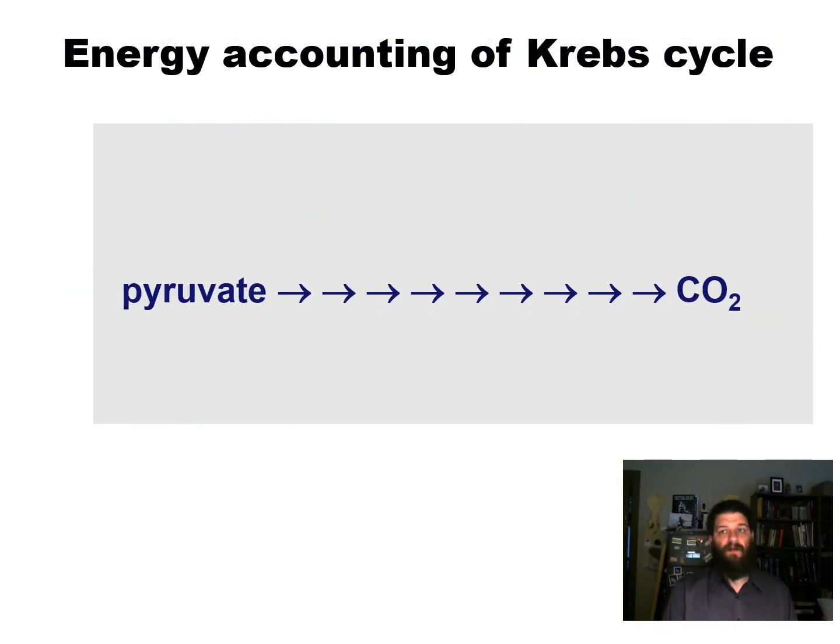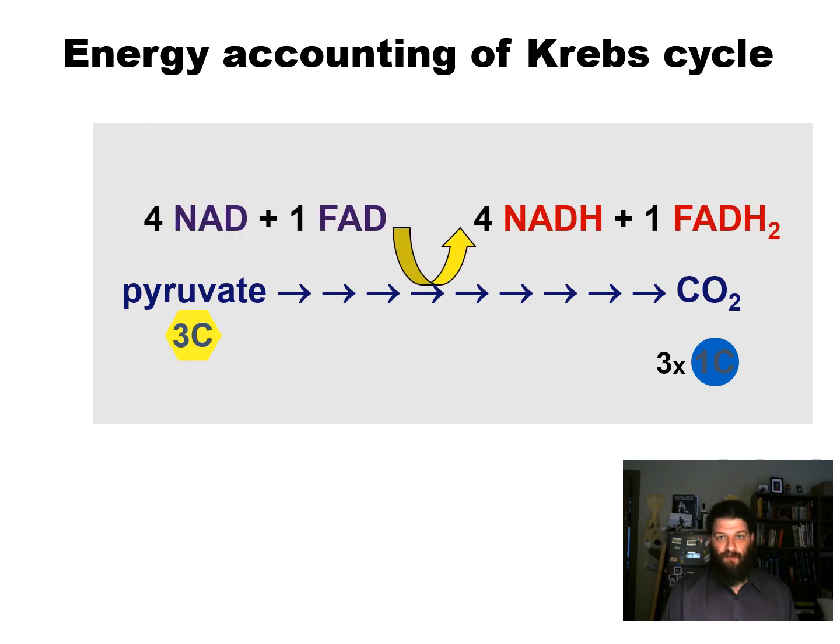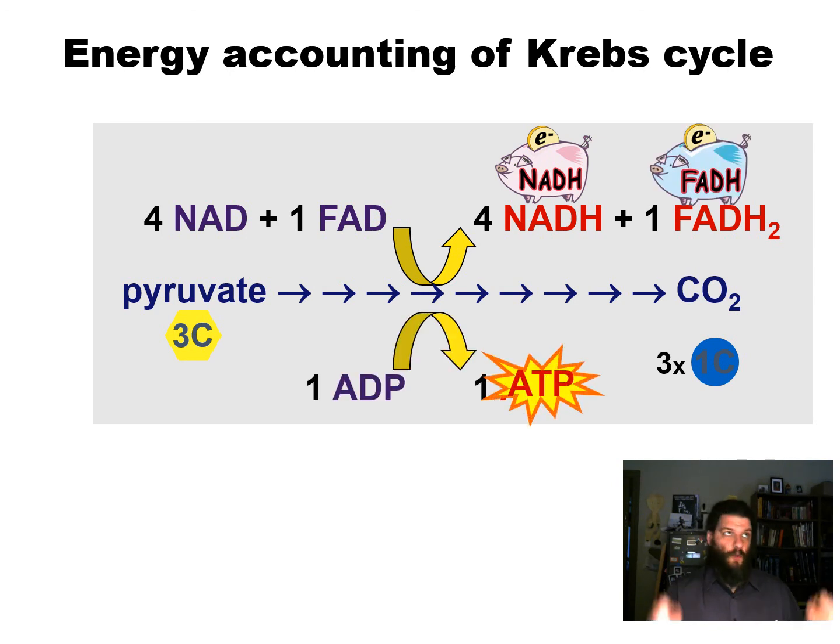Some quick accounting here of the energy in the TCA cycle. We start with that pyruvate molecule of 3 carbons, oxidize that down to 3 1-carbon carbon dioxide molecules. We'll make some NADH and some FADH2 molecules. Save those for later on. And then we'll also make some ATP, hooray!